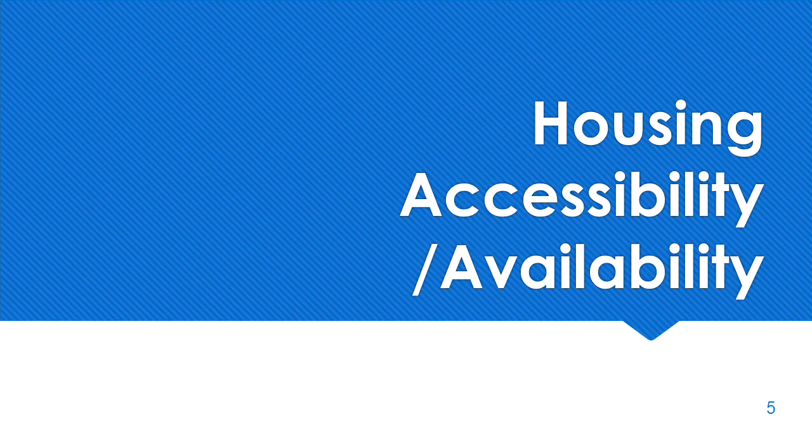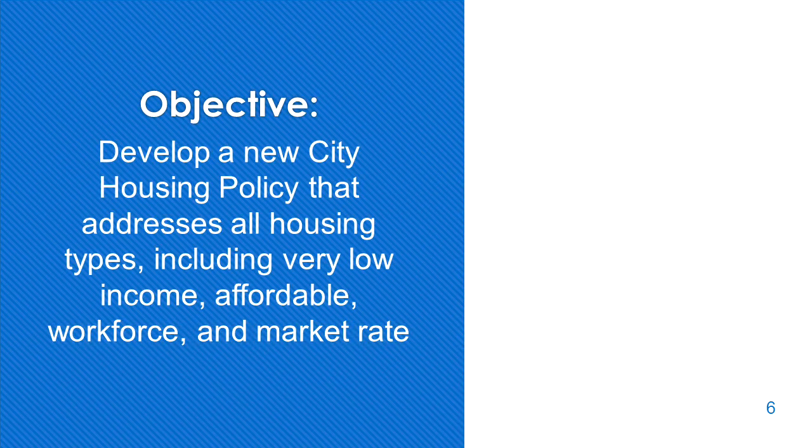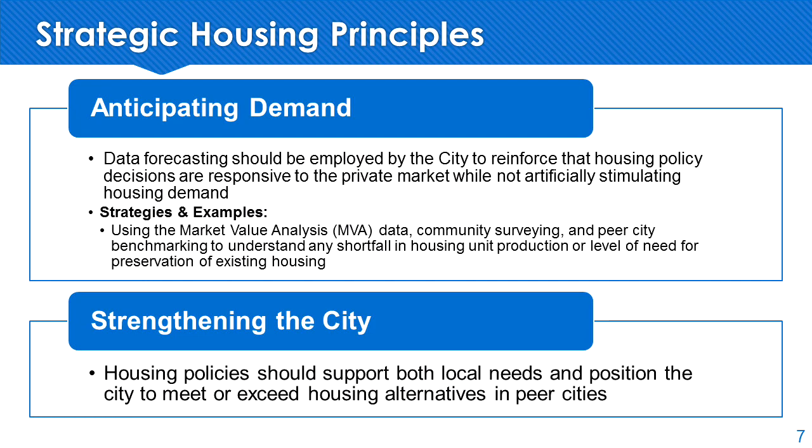So, under the theme of housing accessibility and availability, the first objective that we're going to cover is the broadest one in this area, around developing a new city housing policy that addresses all housing types, including very low income, affordable, workforce, and market rate. I'm going to go ahead and turn it over to Jeff Williams and any other staff who want to jump in to talk through this.